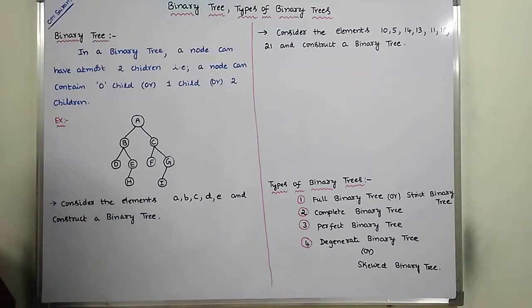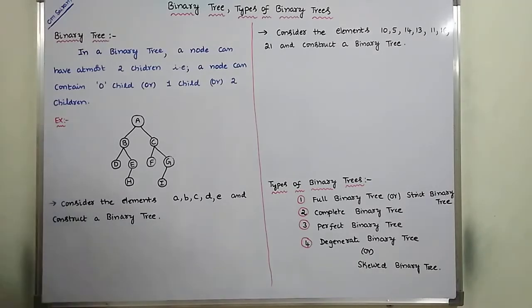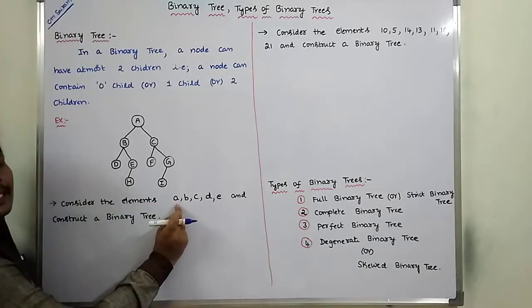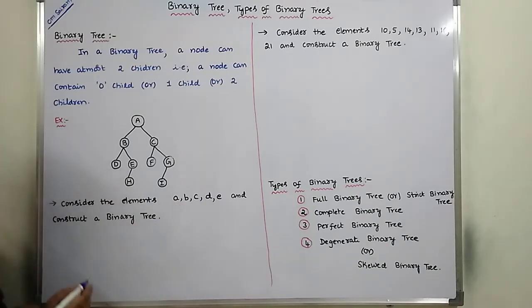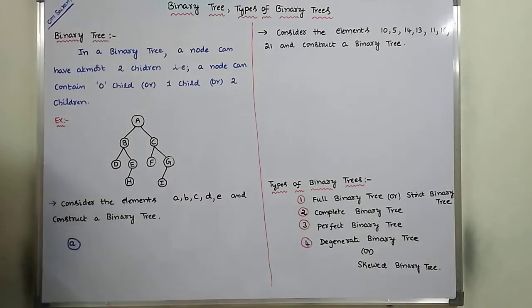Okay, now how do we perform the insert operation on a binary tree? Initially the binary tree is empty. Now I want to insert A into the empty binary tree. We have to create a node and insert the element A. So it becomes the root node. It is a binary tree because it does not contain any children.